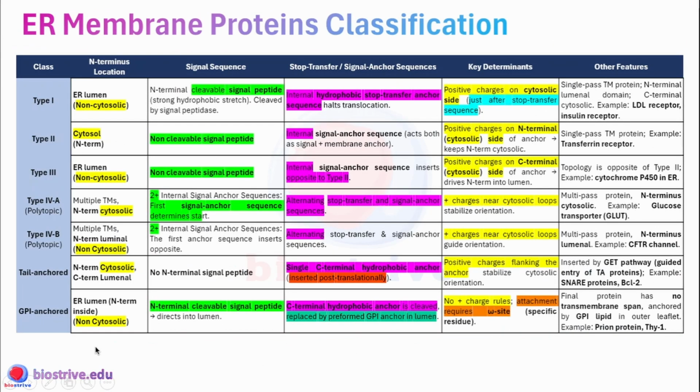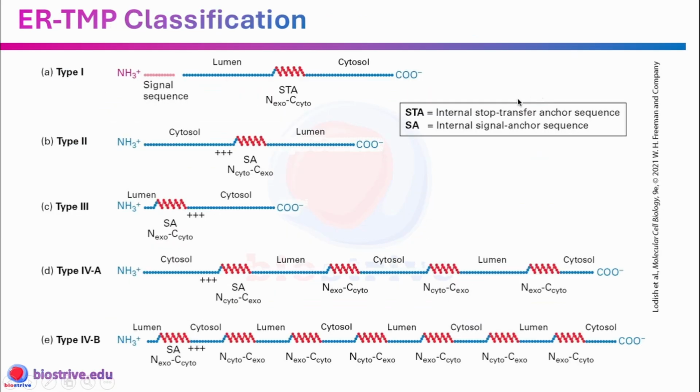Here is the comprehensive table for the comparison of all the types of ER membrane protein classification. Here we talked about the N-terminus location, whether it is non-cytosolic or cytosolic. We talked about the specific signal sequence, whether it is present, absent, cleavable, or non-cleavable. We talked about the stop-transfer signal sequence. You can see key determinants like positive charges on different sides, which determine the orientation.